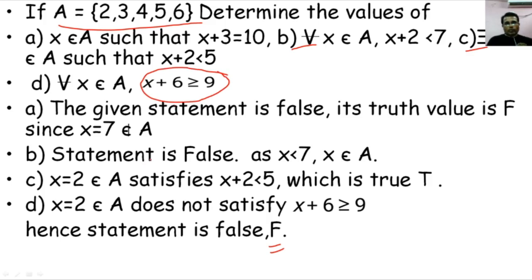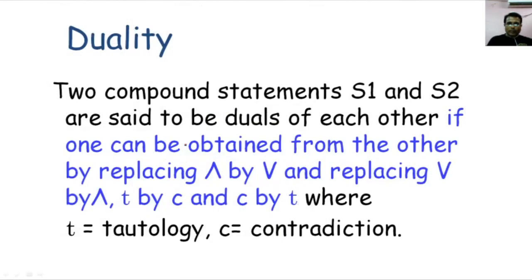So you have learned today how to use different types of operations, how to find symbolic forms of different types of statements, how to find truth values of compound statements, and at last we have seen three important things. First one is logical equivalence of statements, second one is tautology, contradiction and contingency, and third thing we have seen is quantified statements and quantifiers. Next concept is duality.